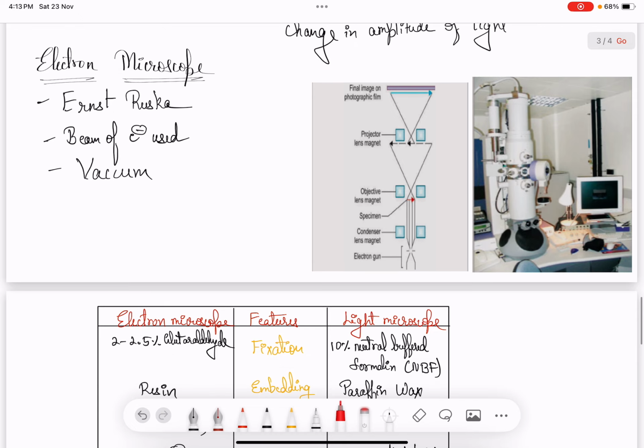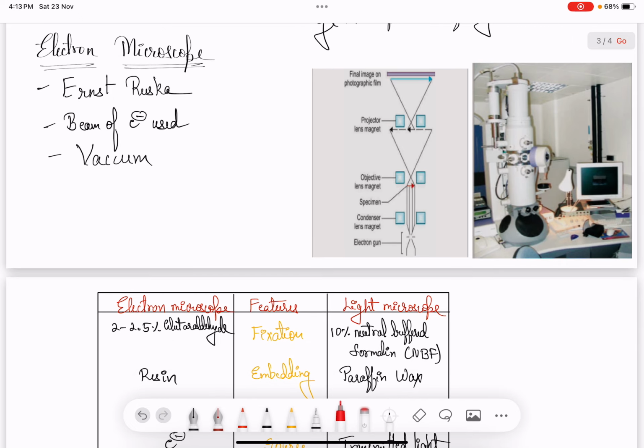Next, coming to the electron microscope. The electron microscope was invented by Ernst Ruska. Here, instead of light rays, there is no light source. Here you use a beam of electrons. So the electron gun will be there, and very high velocity electrons will come from here and fall on the specimen. Here, instead of air, vacuum is used. Why is vacuum used? Because when the electrons come with high velocity, they should not collide with air molecules or particles. So vacuum is used so that nothing obstructs their pathway.